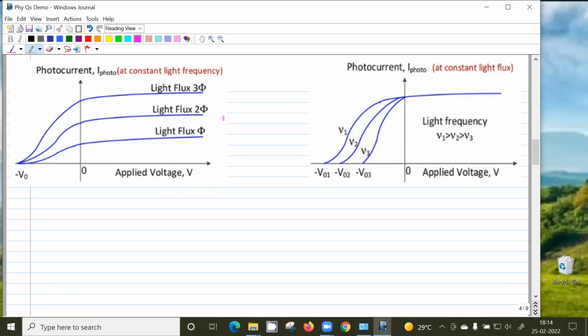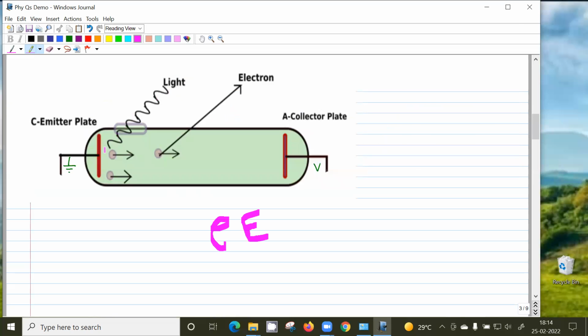But if you increase the intensity of the light, that means the number of photons hitting the plate will be more. If one photon hits this plate, how many electrons will come out? One. But suppose we increase the frequency of the photon and a single photon hits this plate, how many electrons will come out?